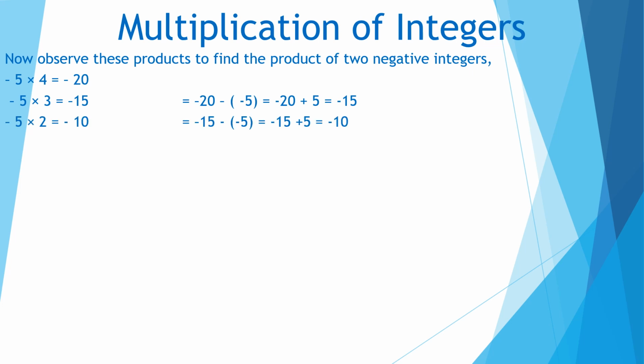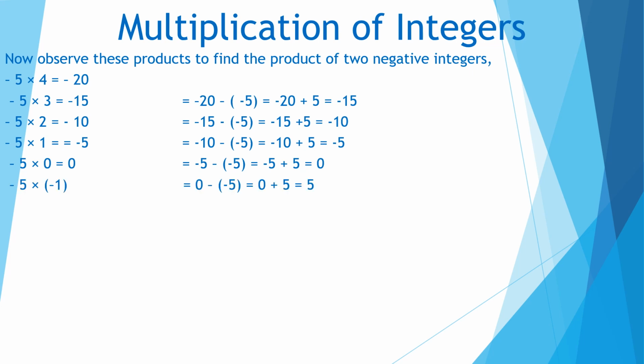So minus 5 into 2 will be equal to negative 10. Again, the pattern will be minus 15, minus minus 5 and equals minus 10. Again, we follow the pattern. So minus 5 into 1 is equal to minus 5 equals minus 10 minus minus 5. On simplification, it's minus 5. Minus 5 into 0 is 0 and we form the pattern minus 5 minus minus 5, which comes out to be 0.